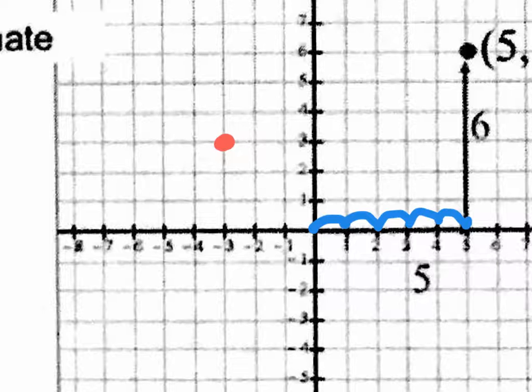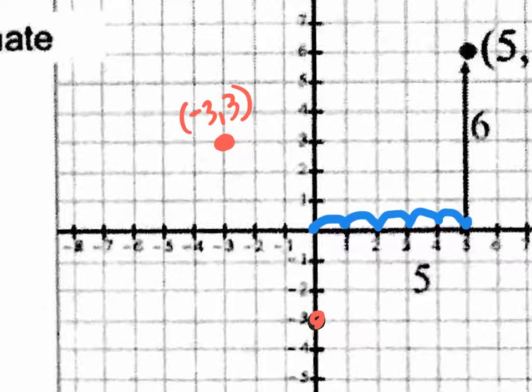That would be the coordinate in parentheses negative 3, 3. Now, why is that? Because if you start at the origin, you go negative 3 on the x-axis, you go positive 3 on the y-axis, and you end up at that location. All right? How about this coordinate right here?